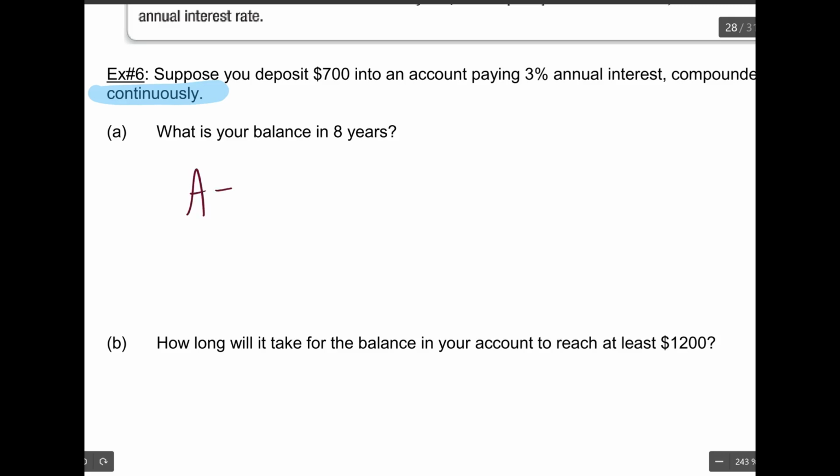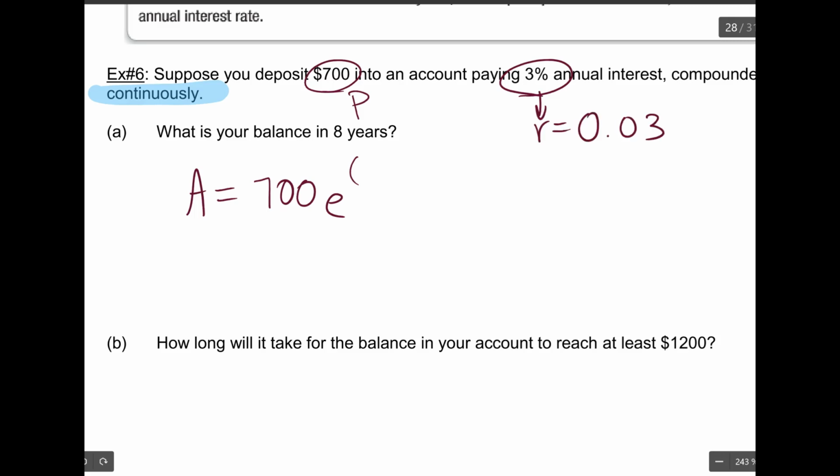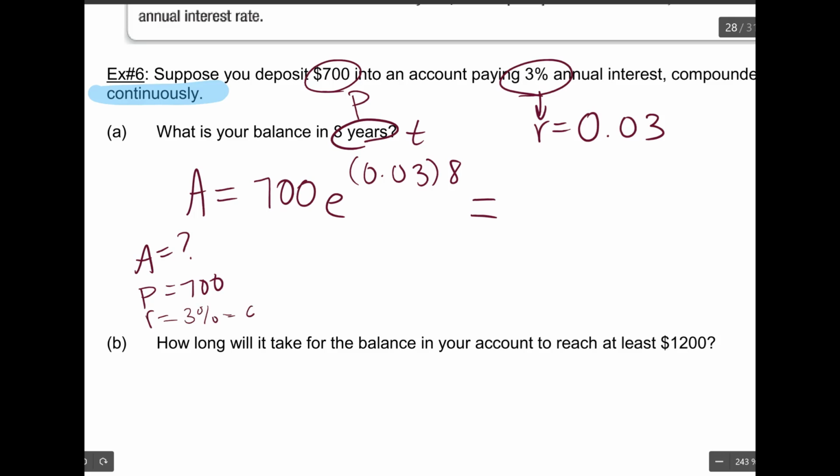So, A equals, let's see, my principal is 700 times e to the, my rate's 3%, so how would I write this? I moved the decimal place over 2, so 0.03. And my time is 8 years, so 0.03 times 8. Should probably write this out. A, we don't know. P is 700. R is 3%.